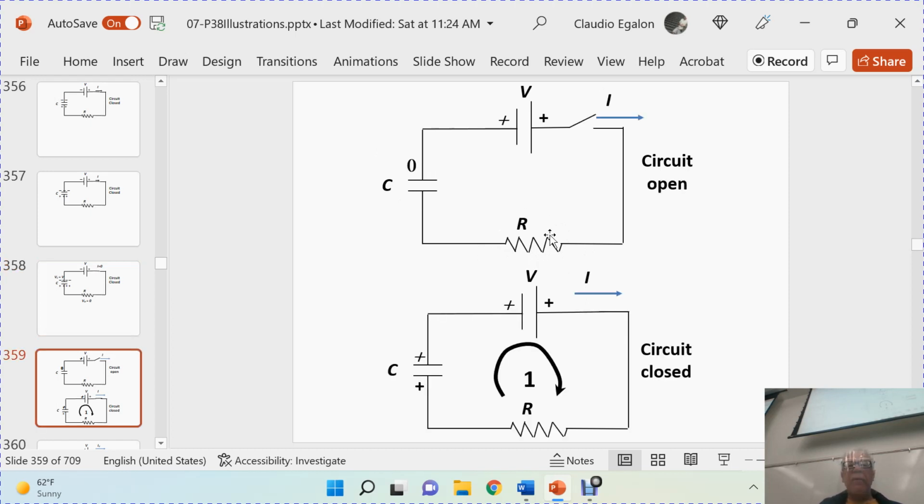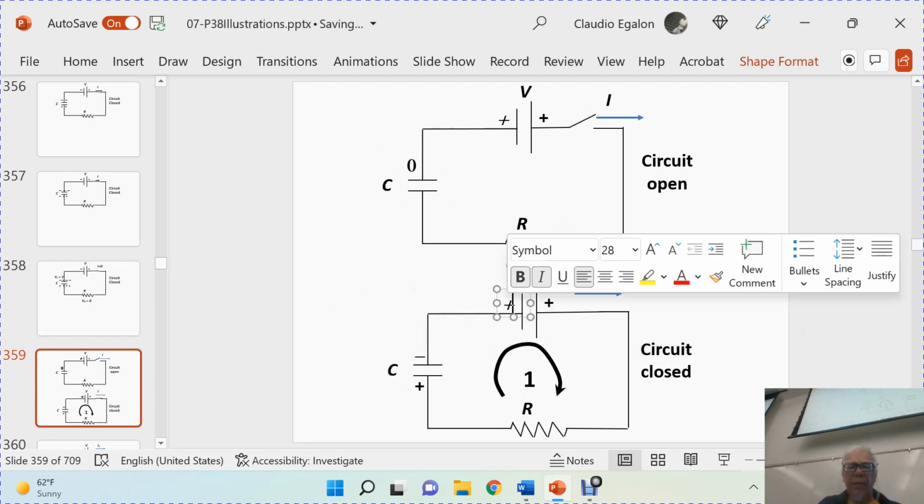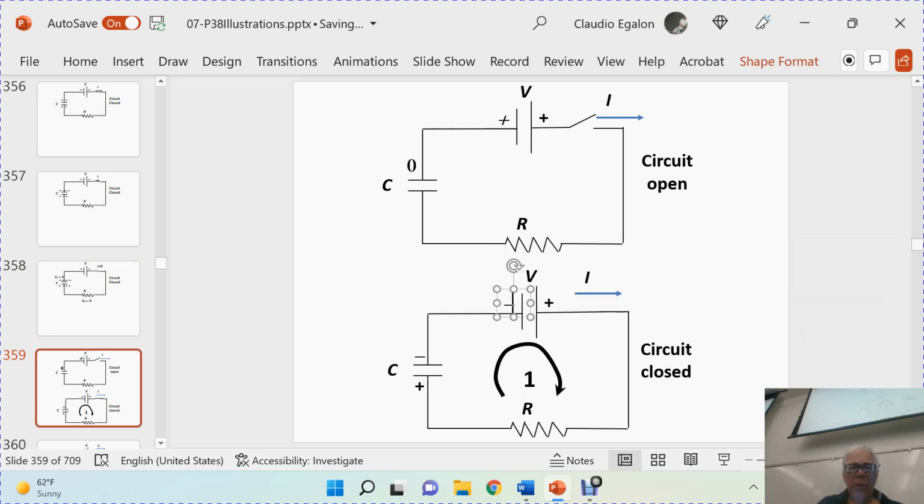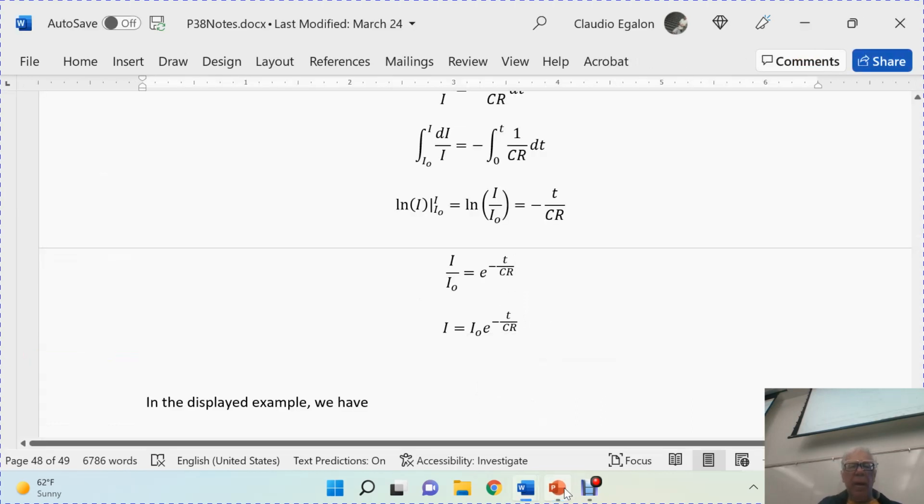And how do we derive that? We use the Kirchhoff loop law. There you go. Negative charge here. Here is supposed to be negative as well. Let's make sure we save it. Okay, Kirchhoff's loop law. We did that. Let me go back to my notes.